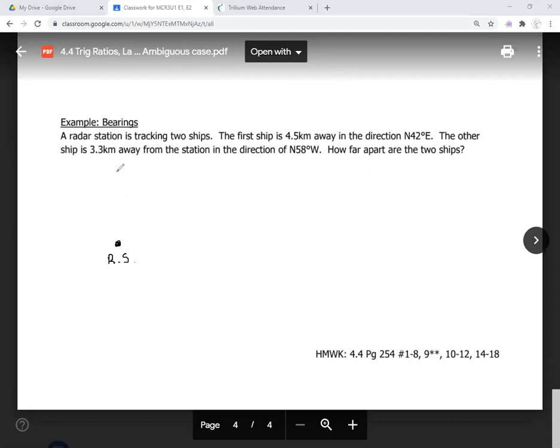So do your best here. I'm going to draw a dotted line in the north direction to help me navigate. And I'm going to turn, so that's north, turn 42 degrees in the east direction. So it's going to be something like that. And here's a ship, okay? And it is 4.5 kilometers away.